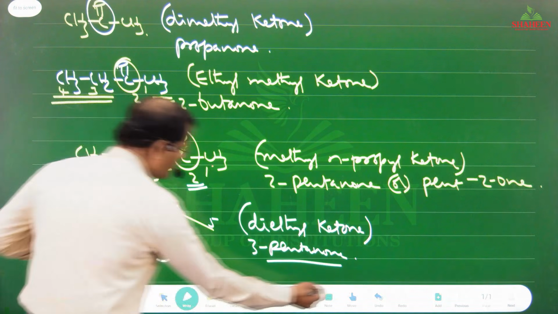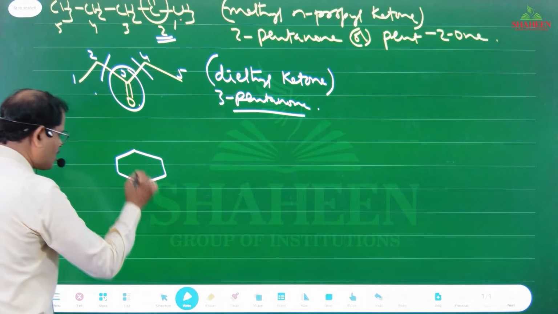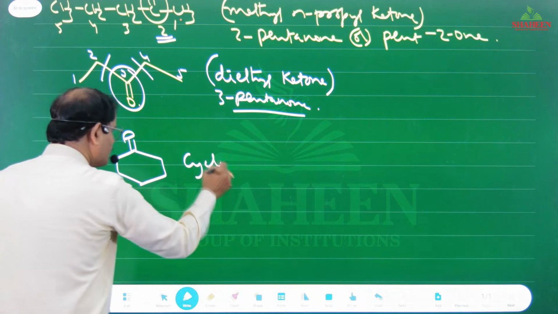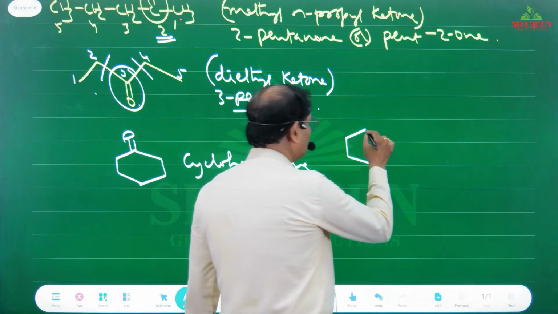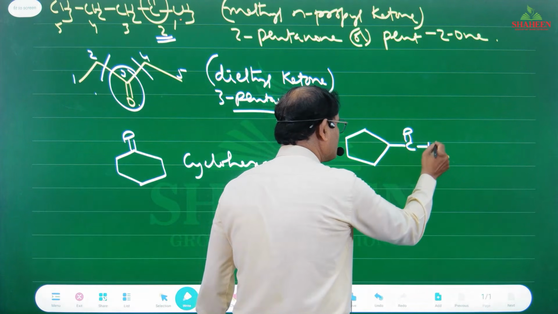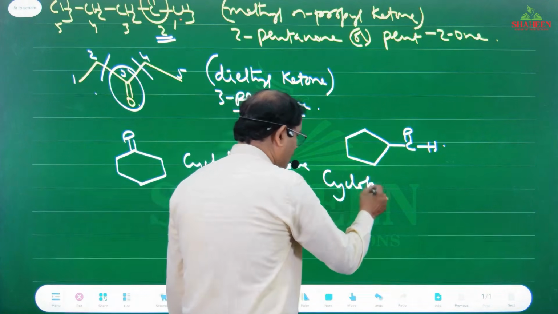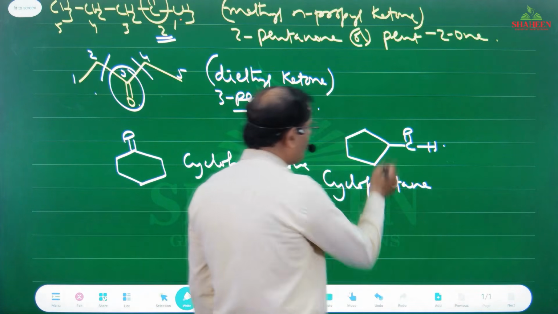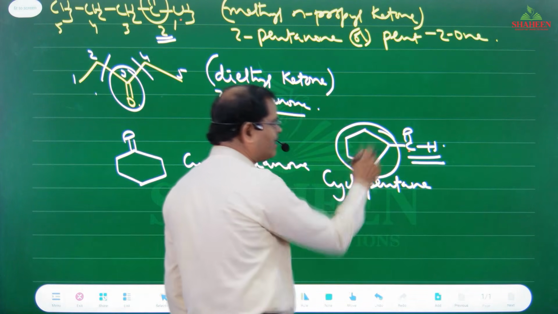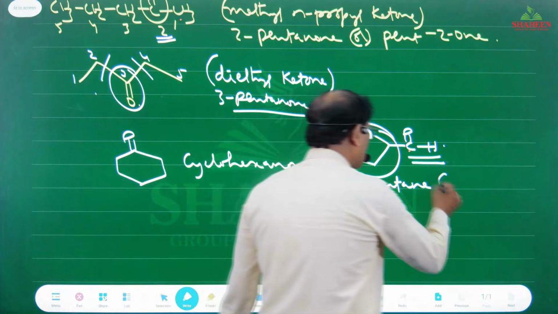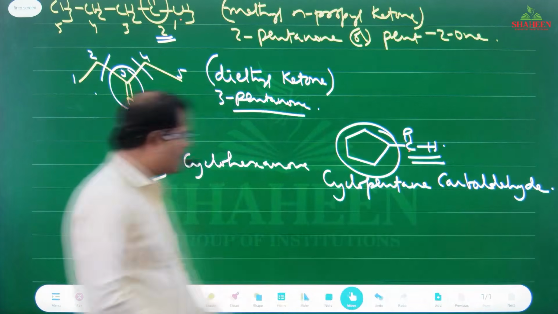So this is about the nomenclature of carbonyl compounds. And here we have cyclohexanone, and here C double bond OH. This is called cyclopentane carbaldehyde. Cyclopentane, and this carbon is not included. Only 5 carbon atoms are in the ring, that is why it is named as carbaldehyde. Cyclopentane carbaldehyde.